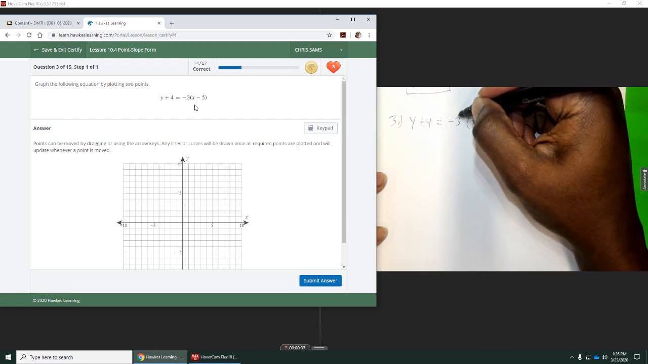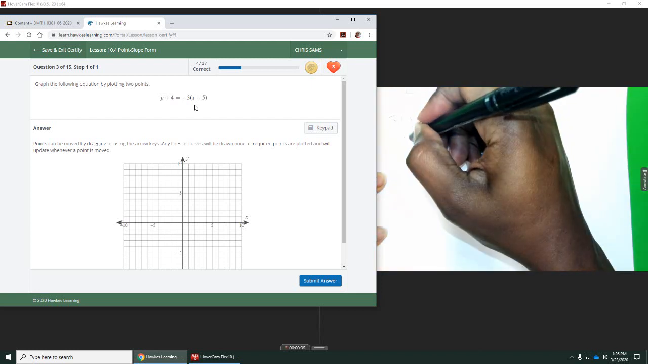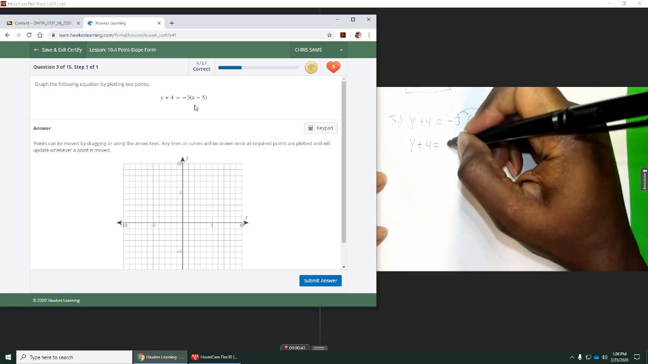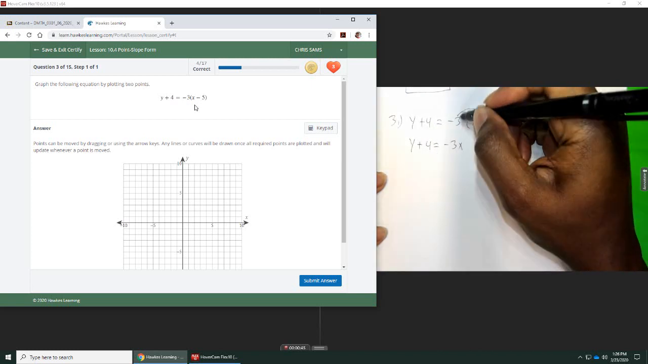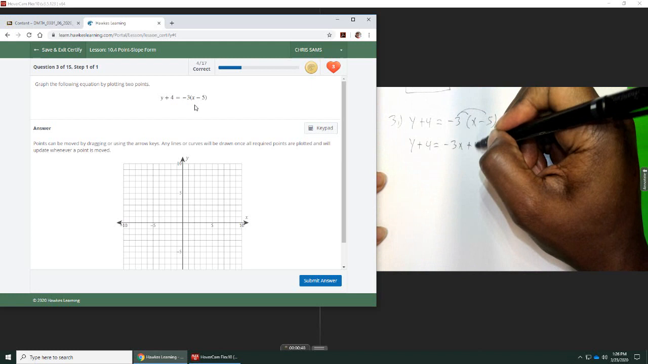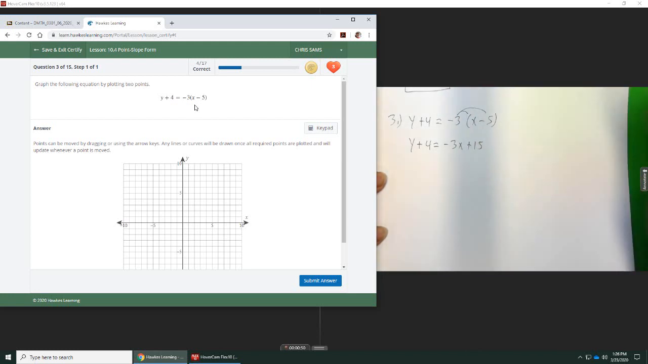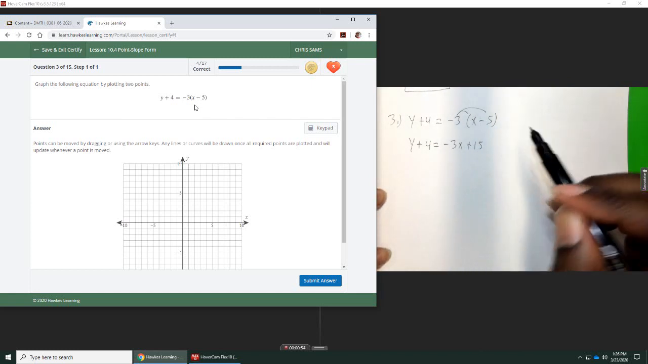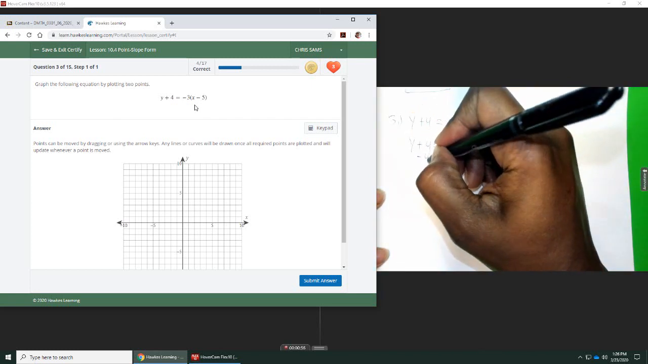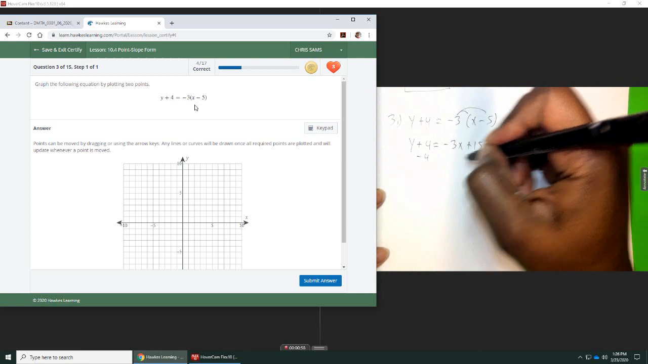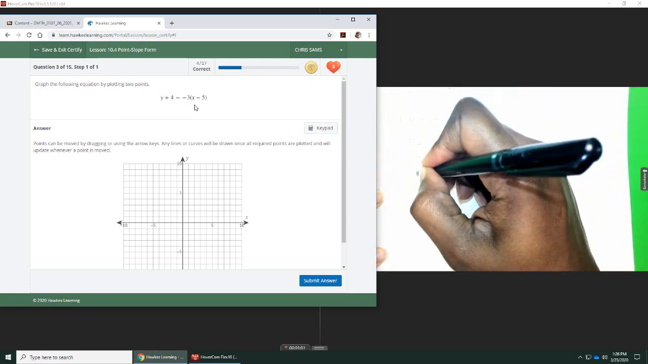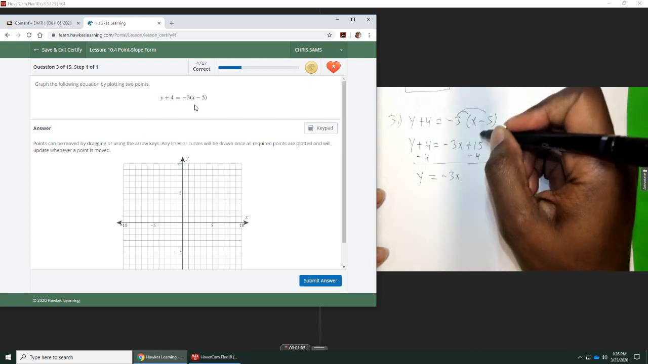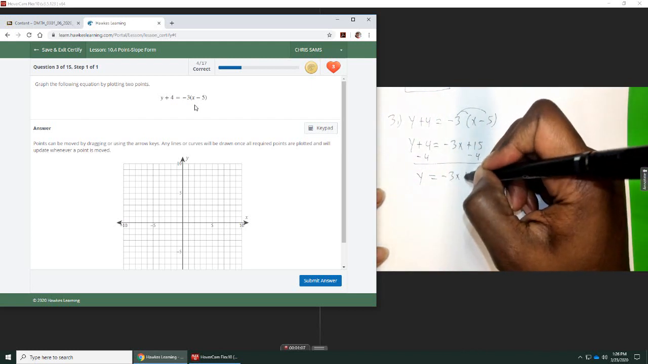We're going to go ahead and distribute this negative 3. So we have y plus 4 equals negative 3x. And this will become a positive 15 because negative times a negative. This minus 5 is acting as a negative, becomes a positive 15. And then we will subtract 4 from both sides. And we get y equals negative 3x, and this becomes plus 11.